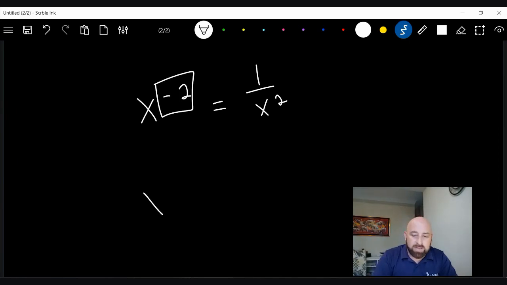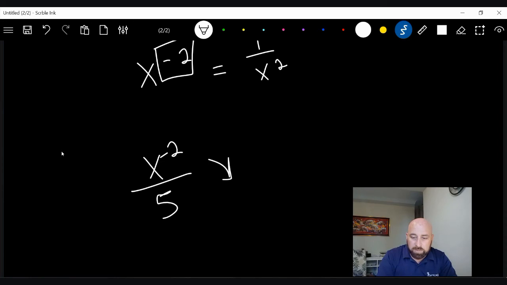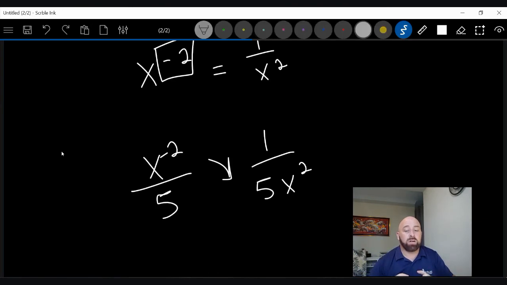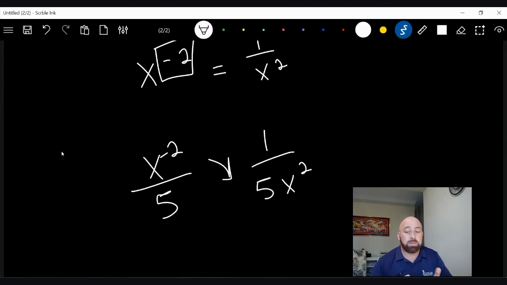What happens if it's already in the top? Say this is over 5, for example. Oh, it's negative. Well, if I'm flipping it to the bottom, then I'm just going to take it down there, and I'm going to put 1 over, in this case, 5x squared, is what that would look like. In order to take a negative exponent from the top to the bottom, you flip it. You just move it down.